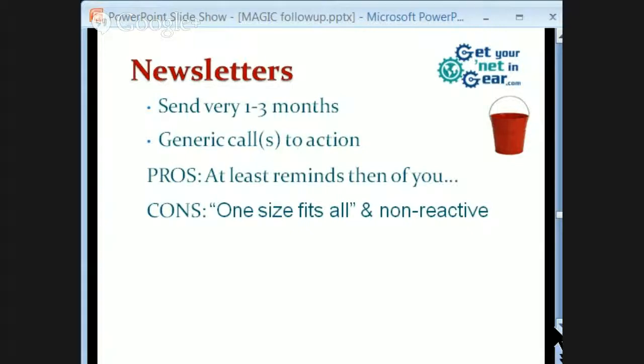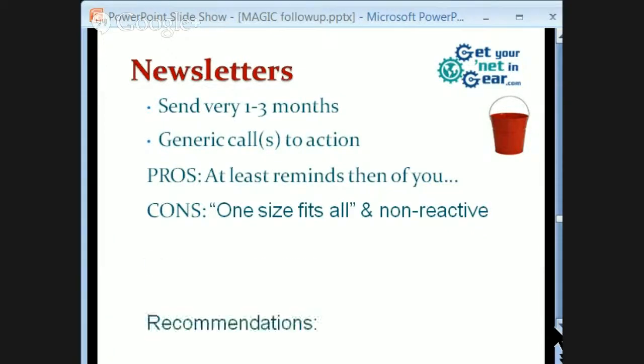Cons are, it's kind of one-size-fits-all. We talked about generic calls to action. The person who's been on your list for 5 years will get the same newsletter as the one who just joined you a month ago. So it does have to be a little generic and not based on what they need at the time that they made the contact.